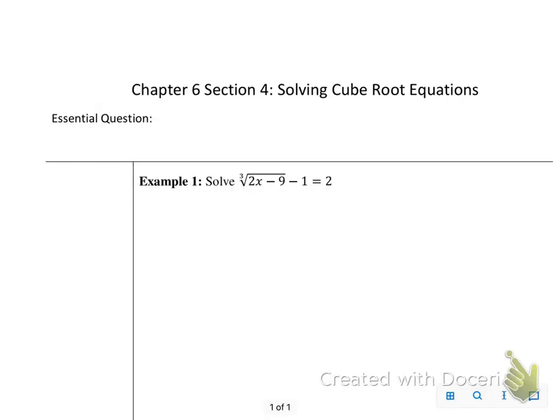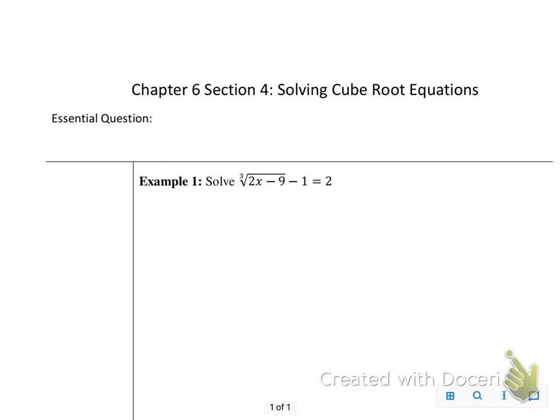Hello and welcome to Chapter 6, Section 4, Solving Cube Root Equations. Now we solve cube root equations the same way that we solve square root equations. We get the radical by itself. We square, or in this case we're going to cube both sides, and then we solve from there. It shouldn't be too much harder than what we've done in the past, but then you always have to check your answer to see if we have any extraneous solutions.